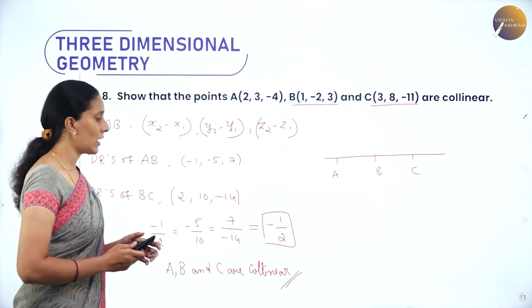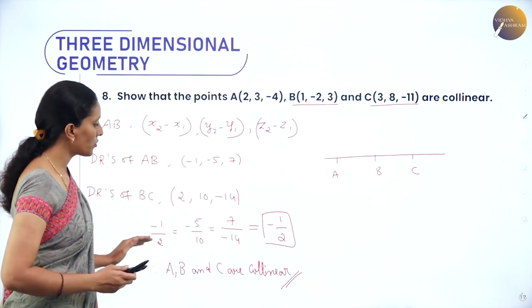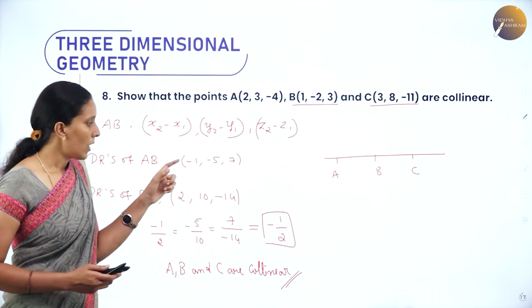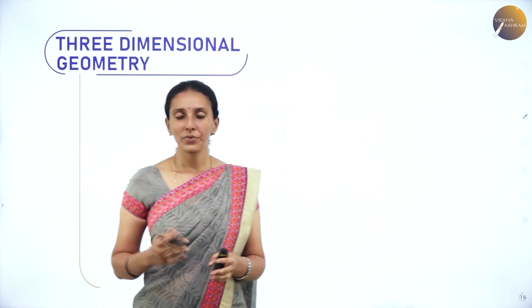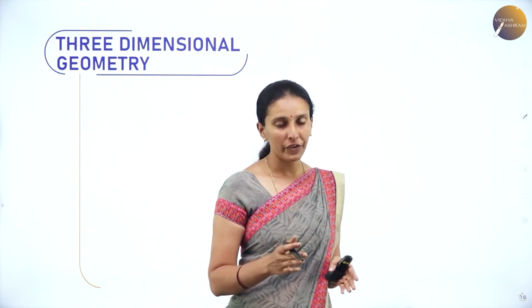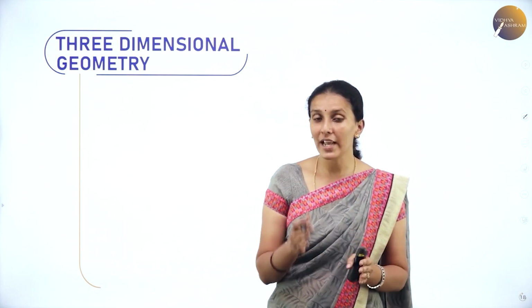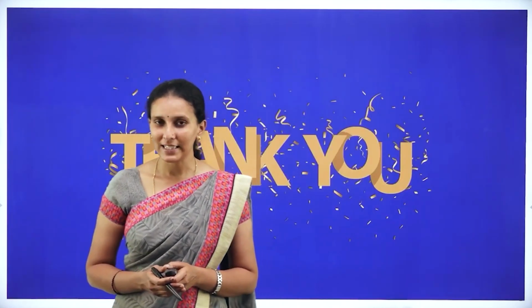So thus what we can conclude is, if the direction ratios of the two line segments are proportional, then we can say that they are collinear. Thus we have learnt about the direction ratios as well as the direction cosines of a line in three-dimensional form. So we'll meet you in the next session.